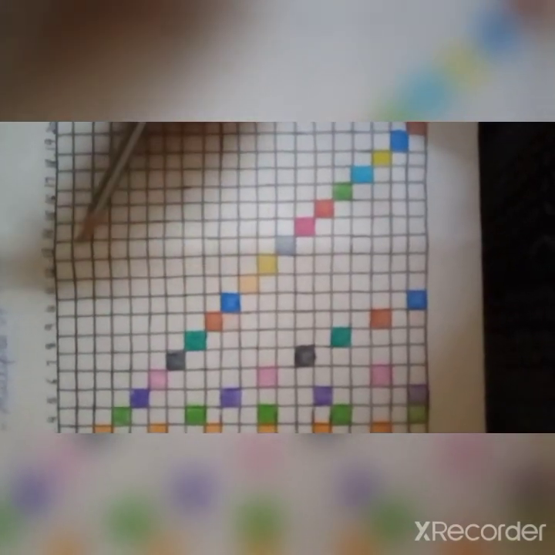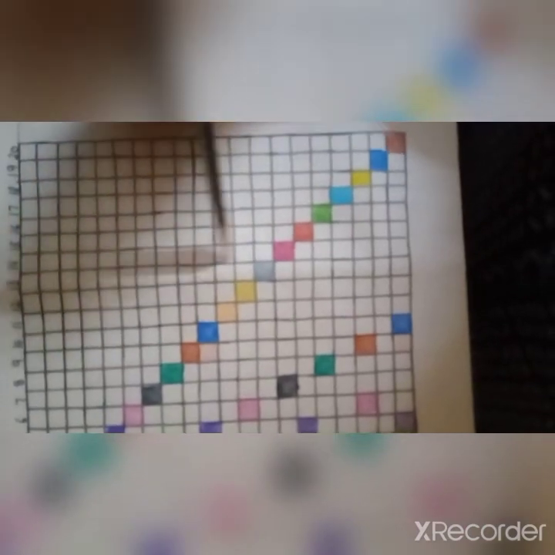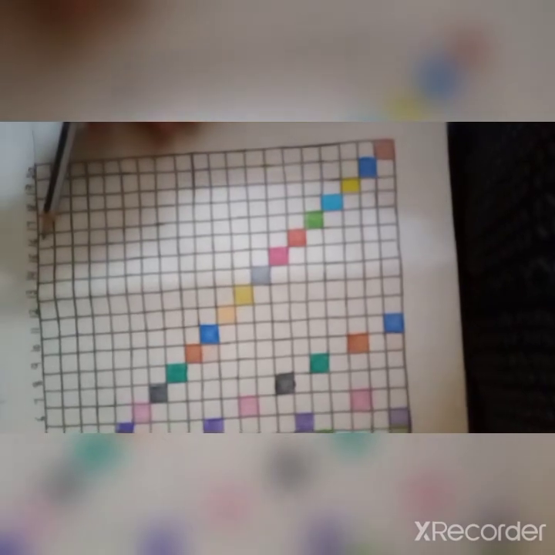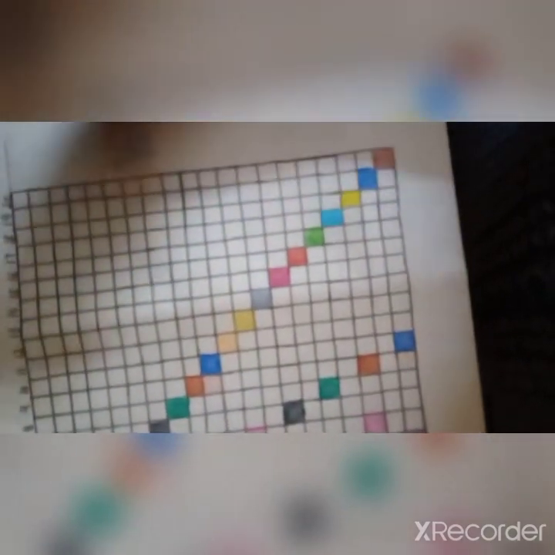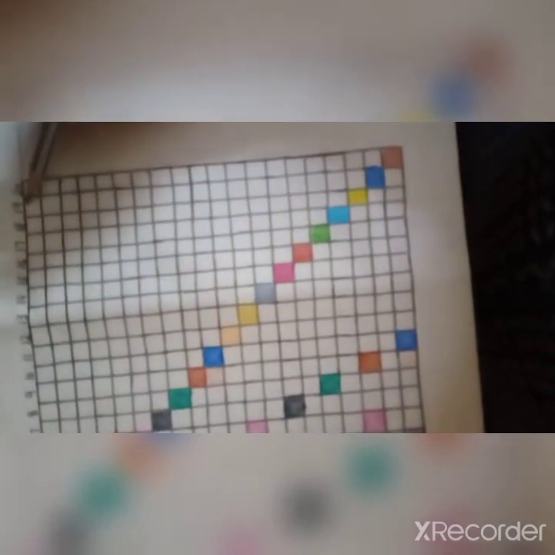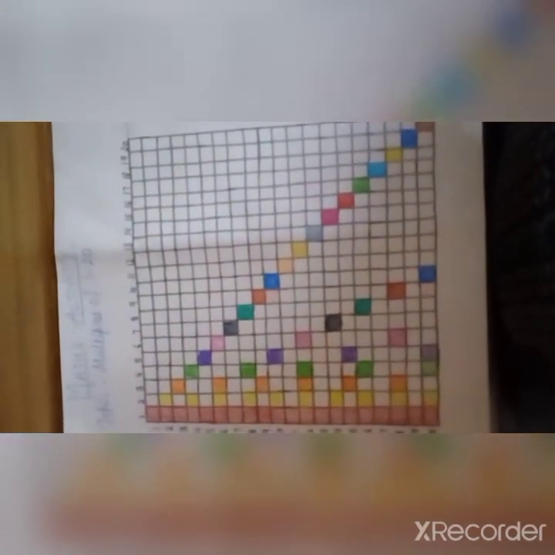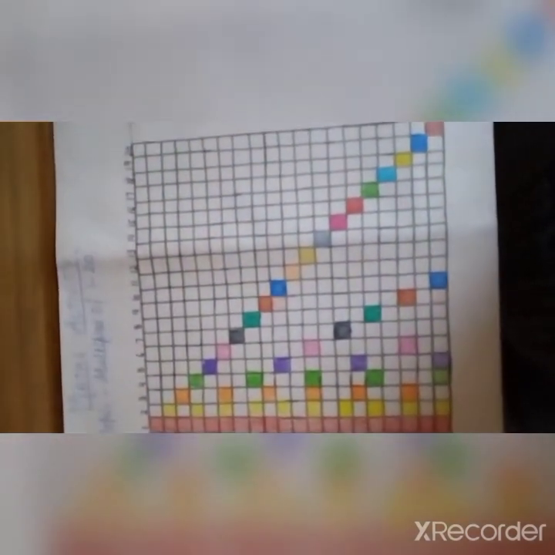The multiple of 11 is 11. The multiple of 12 is 12. The multiple of 13 is 13. The multiple of 14 is 14. The multiple of 15 is 15, and so on. 16, 17, 18, 19, and 20, the multiple is the number itself. Like this we can know the multiples of 1 to 20.